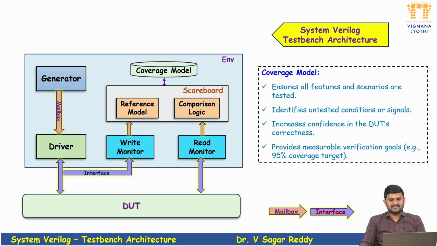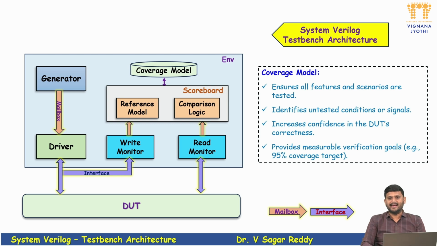Now coming to the coverage model, sitting above the scoreboard and watching over the entire environment. It has four key responsibilities. First, it ensures all the feature scenarios are tested. For example, running 1,000 simulations means nothing if they all test the same thing. Coverage tracks what has actually been exercised. The second is that it identifies untested conditions or signals. If a particular corner case has never been hit, coverage will tell you. That's your signal to write more targeted tests.